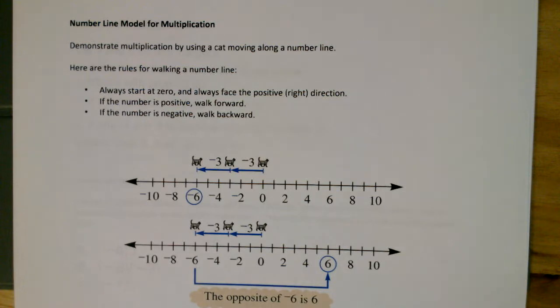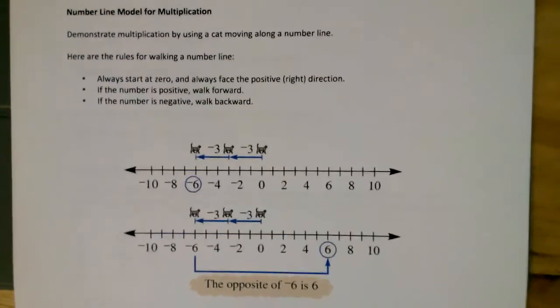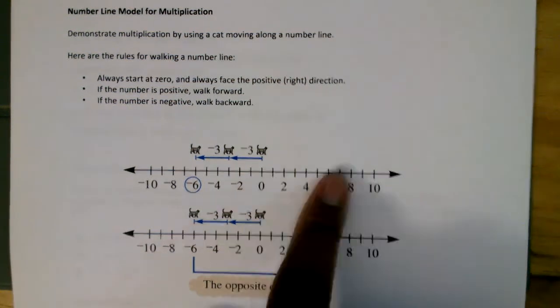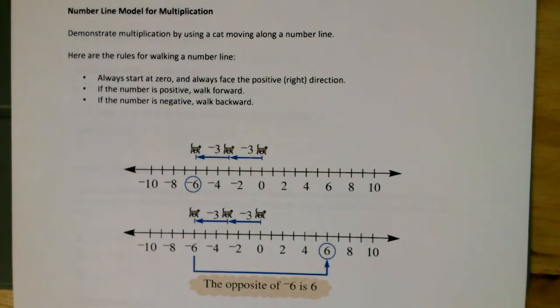Also, we can use a number line model, not for addition, for multiplication. So here we can demonstrate multiplication by using a cat moving along a number line. And here are the rules. Always start at 0 and always face the positive direction, which is going to be to the right. If the number is positive, you'll walk forward, or if the number is negative, you'll walk backward. So in this case, we have 2 times -3 represented in this particular model.